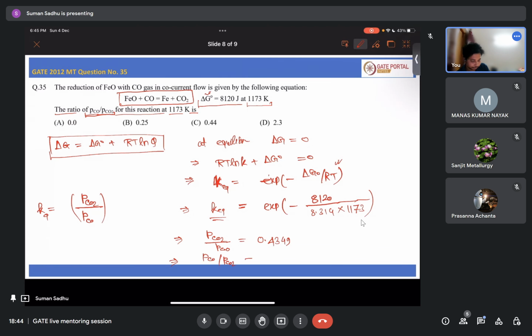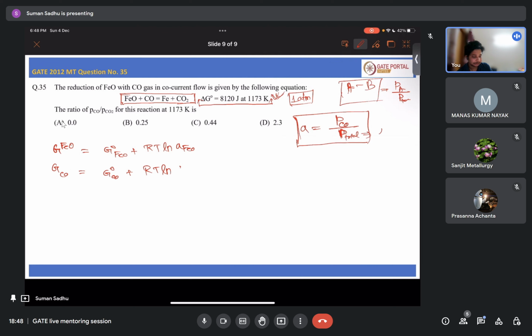Now in any reaction which is happening at equilibrium or standard state, the standard state is considered at 1 atmosphere. So that's why total pressure in this case is 1 atm. If total pressure is 1 atmosphere, then the activity of CO will be the partial pressure of CO. Similarly, these are for the product and for the reactant also.